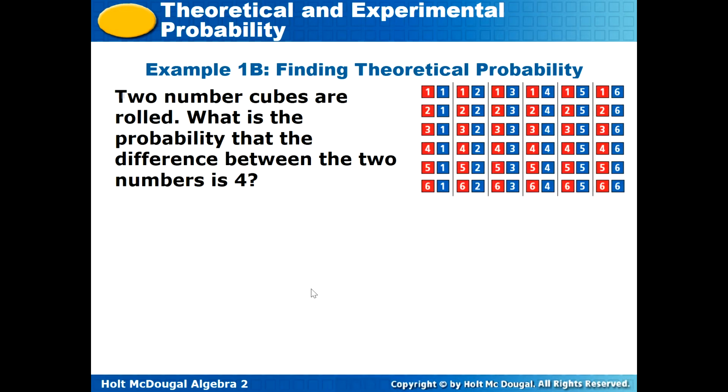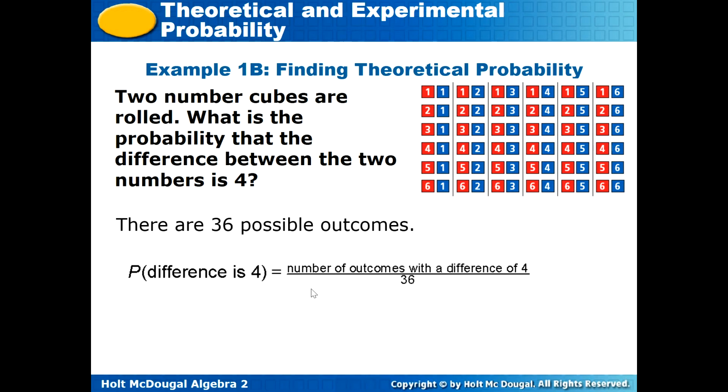Example here, 2 number cubes are rolled. What is the probability that the difference between the two numbers is 4? Well, there are 36 possible outcomes. How did we get that? We rolled 2 number cubes. Each cube has 6 choices. 6 times 6 is 36.